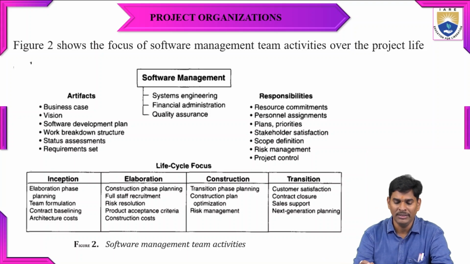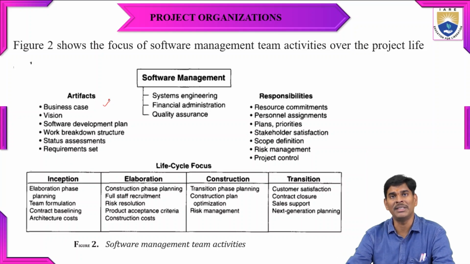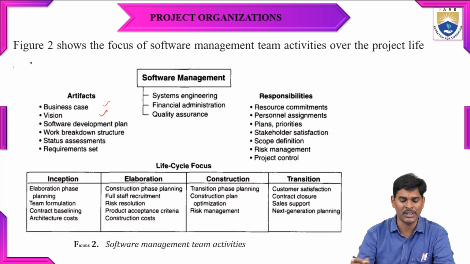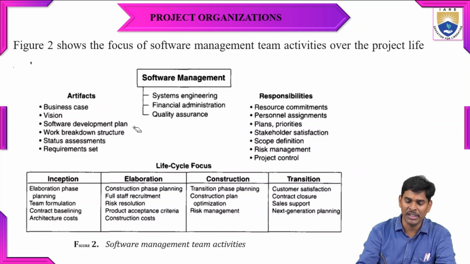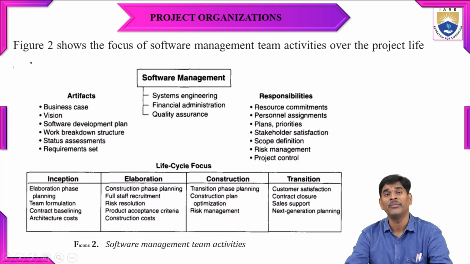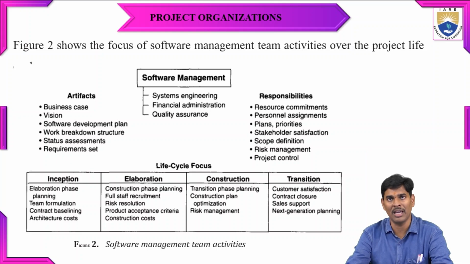The software management artifacts are: they have to take the different types of business use cases, and the vision has to be achieved, software development plan, work breakdown structure, status assessment, and requirement sets. Okay, and here the software management will have system engineering and financial administration. Financial administration is nothing but forecasting the budget, how much budget has been allocated, and how much budget is remaining to complete this project, and they are going to verify the quality assurance.